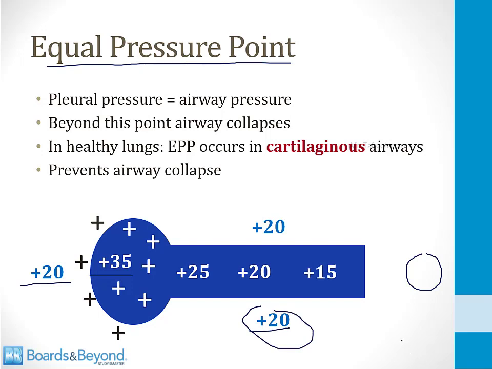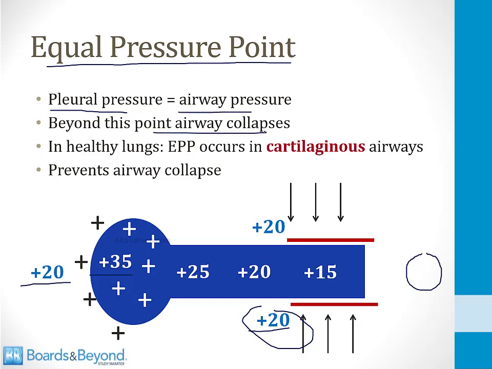And the reason for this is because in healthy people, this point beyond the equal pressure point occurs within the cartilaginous airway. So in the video on pulmonary anatomy, I talked about how some portions of the airway have cartilage and some do not. In healthy people, the equal pressure point occurs within the cartilaginous airways, and therefore the pleural pressure cannot cause collapse. So I've summarized these points on this slide. The equal pressure point is the point where pleural pressure equals the airway pressure. Beyond this point, the airway collapses, but in healthy lungs, the equal pressure point occurs in the cartilaginous airways, and therefore airway collapse does not happen.